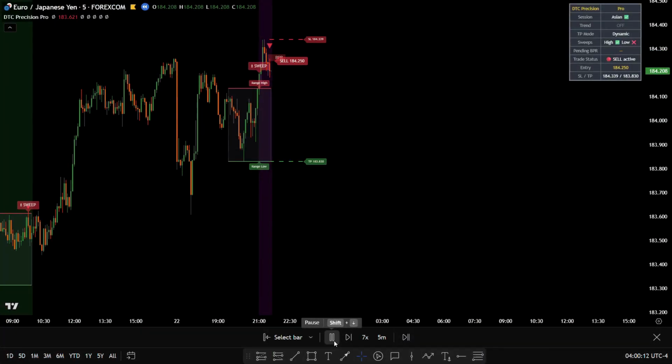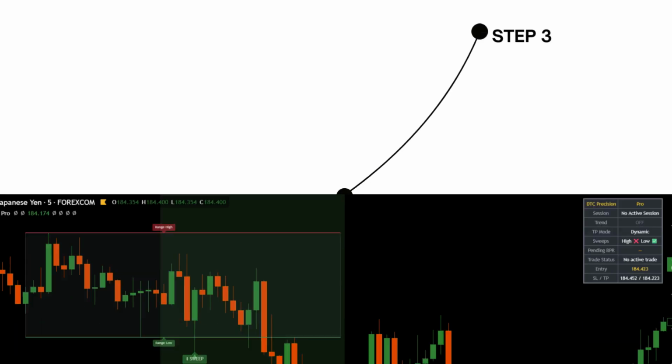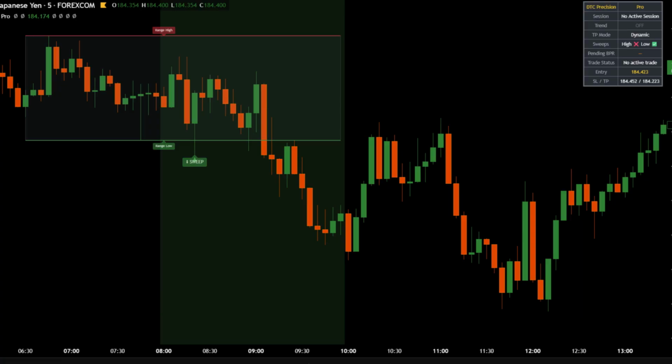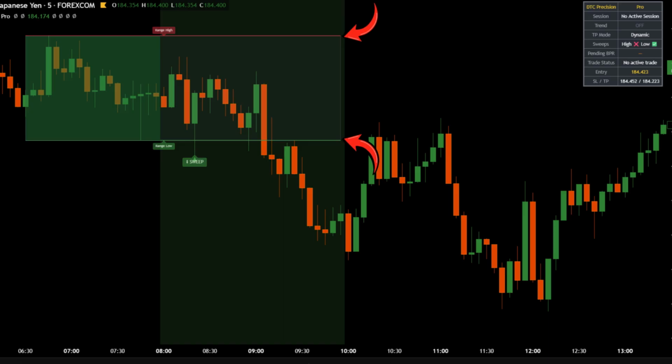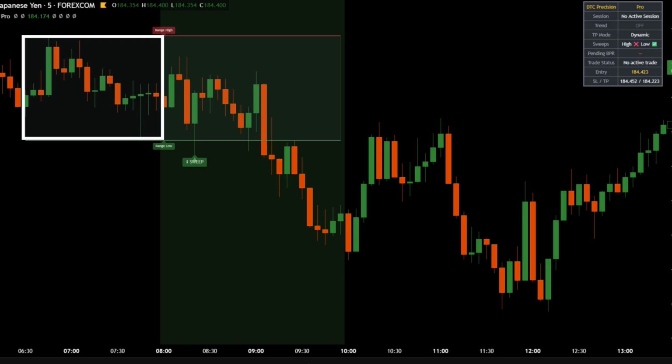Let's get into it. Before we get into the settings, let's understand what this indicator actually does. It automates a three-step process. Step 1. Before each trading session starts, the indicator calculates a range. It looks at the high and low of the last 90 minutes, that's the default, and draws these two horizontal lines on the chart. The red line is the range high, the green line is the range low. The shaded area between them is the range zone.